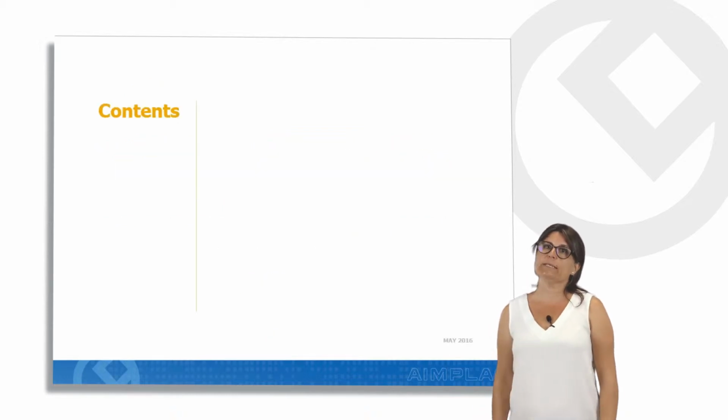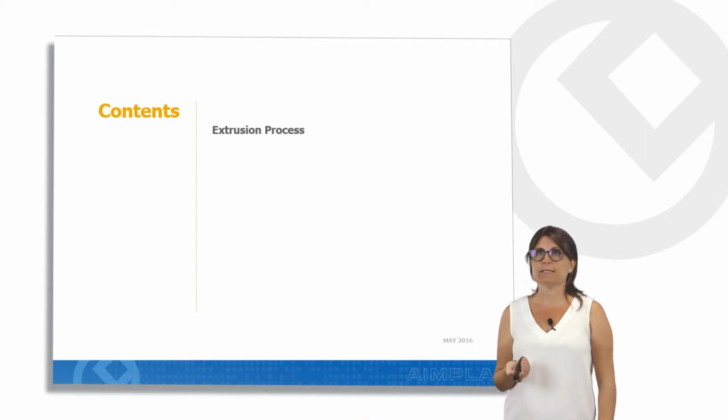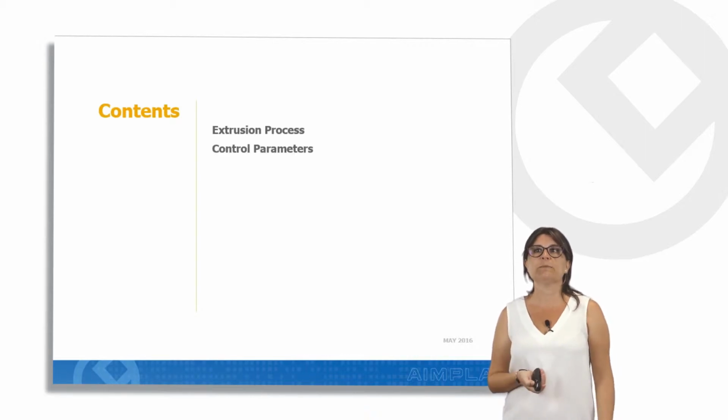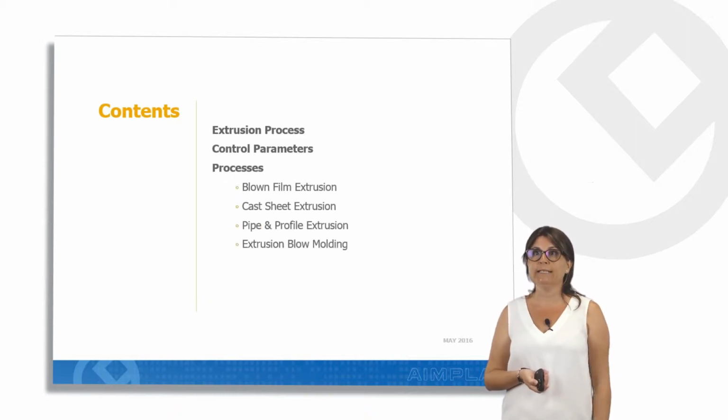The objective of this webinar is to show you the extrusion process, the main processing parameters to take into account, including some products obtained in Plus facilities, and in the last steps to show the different extrusion technologies: blow film extrusion, cast sheet, pipe and profiles, blow molding, and multi-layer structures.